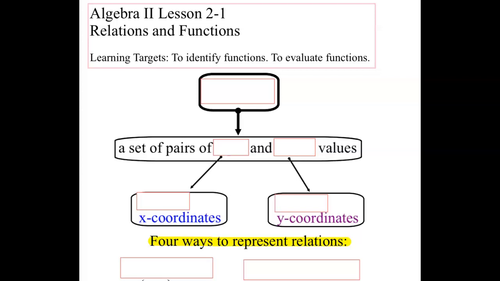This is lesson 2.1 for Algebra 2. We are discussing relations and functions. Our learning target is to identify functions and to evaluate them.